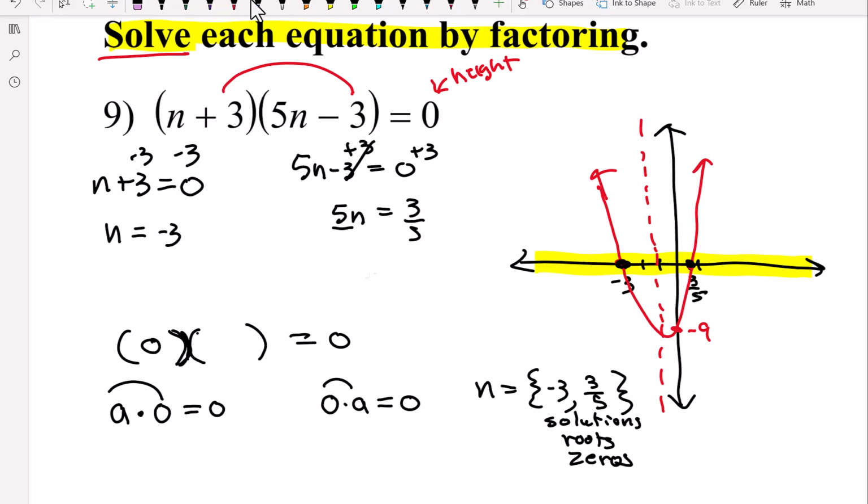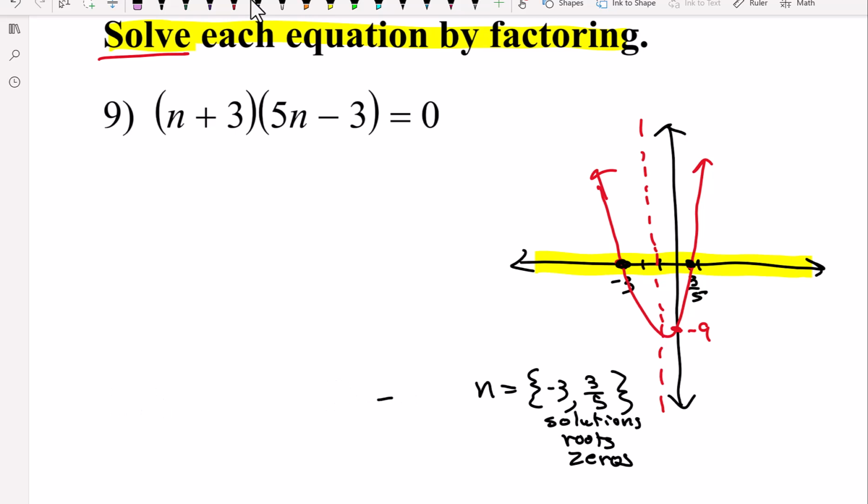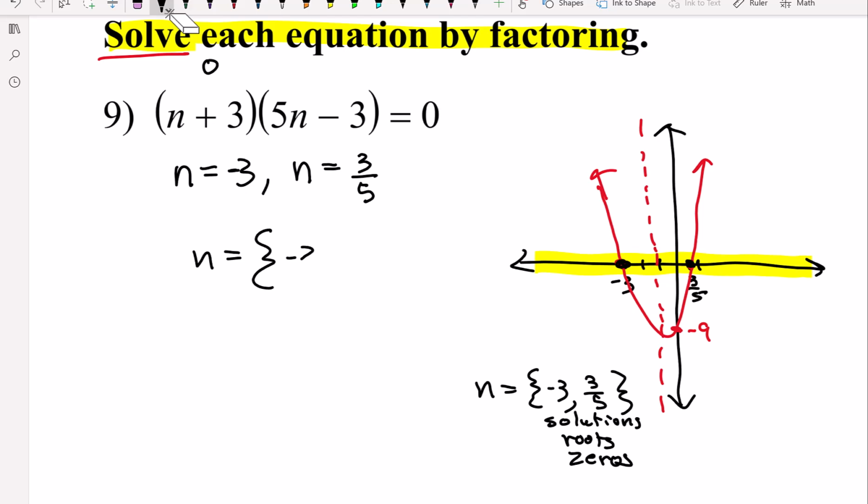Now let me show you a little bit easier way. Just say, okay, if we want this side here to be 0, what's the opposite of positive 3? Remember, because negative 3 plus positive 3 equals 0. So we can just take the opposite. The opposite of negative 3 is positive 3. The opposite or inverse of multiplying by 5 is dividing by 5. And then you just set it in the solution set brackets.